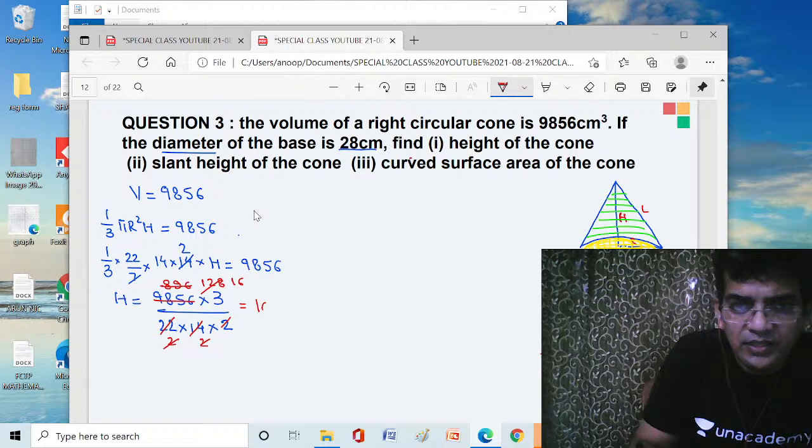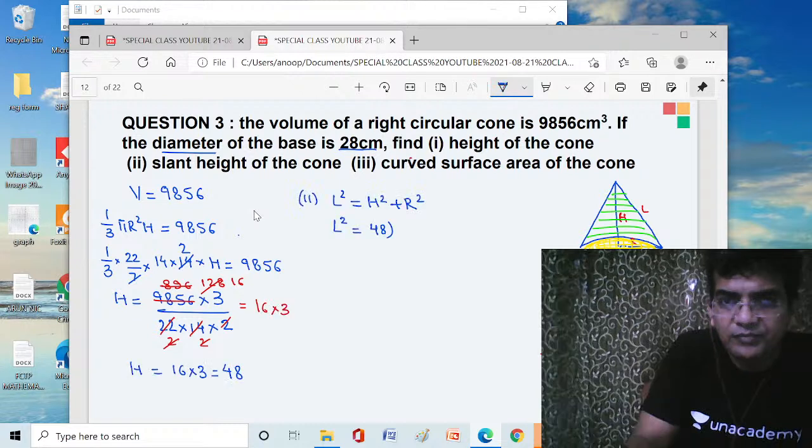Now moving on to the second part, they have asked us to calculate the slant height. So now this is the relation. We are going to use the relation L square is equal to H square plus R square. Now in this relation we need to find L square. So you can say H square, that is height square. So height you have calculated 48, plus radius, that is 14.